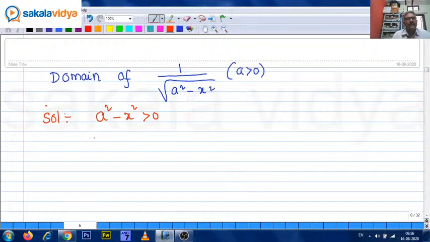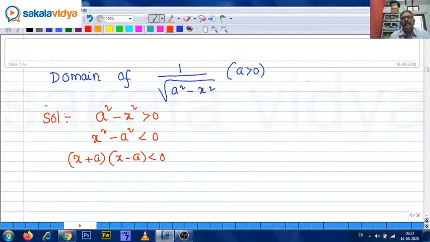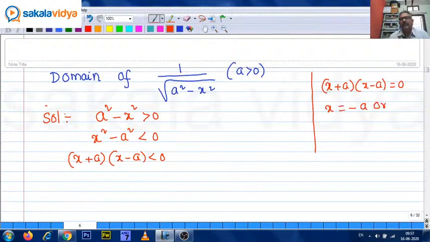So multiply with minus sign, you get x square minus a square less than 0. This we can write x plus a into x minus a less than 0. So that means x plus a into x minus a is equated to 0 for critical points. So we get x is equal to minus a or a. They are the critical points.